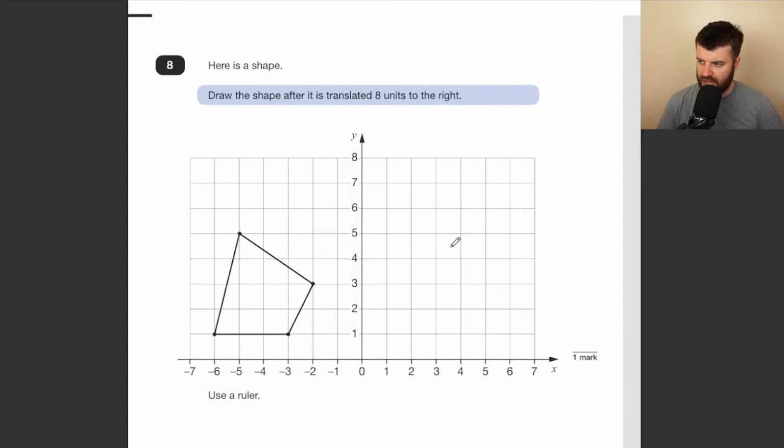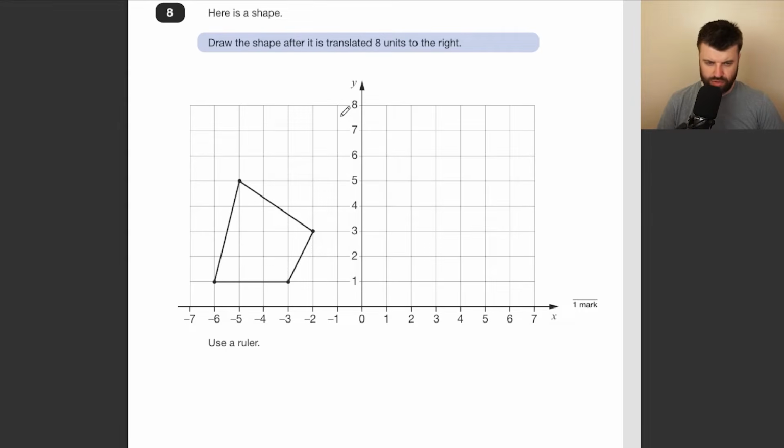Let's have a look. Question 8. Here is a shape. Draw the shape after it is translated 8 units to the right. Go to each corner for this. We've done a million videos on our channel, guys, for this one. Go to each corner and go 1, 2, 3, 4, 5 to the line, 6, 7, 8. And you'll notice, look, if we look at the x-axis, it's on -5. And then we add on 8, we get to 3. So that's how we can make sure.